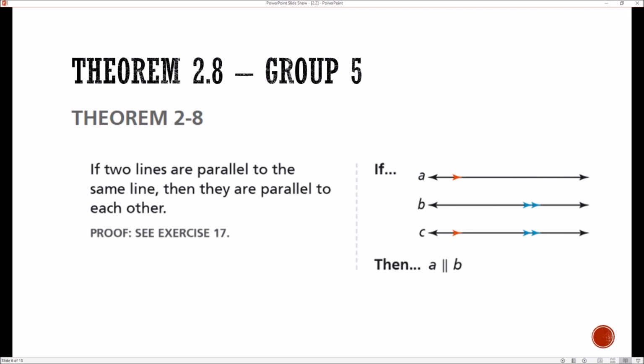So that's just saying that if my left side of my window and my right side of my window are parallel, and the left side of my window is parallel to the middle of my window in the classroom, then all 3 lines are parallel to each other.